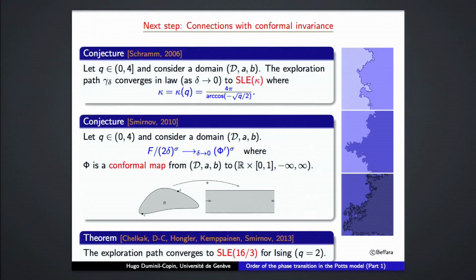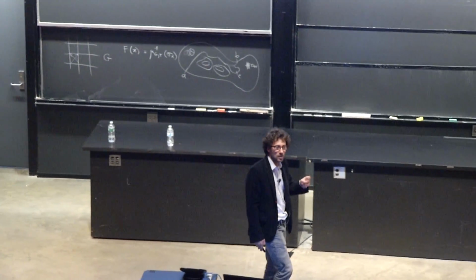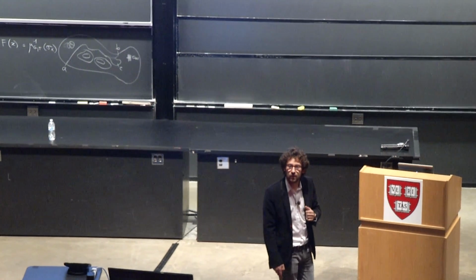And once you have this, you can also get, for instance, the geometry of the interfaces between pluses and minuses in the Ising model and so on. So you can get a lot of things from it. And let me say that the main step here is really proving this conjecture for Q equal 2. So this is the end of the first talk. It was more of an overview. I went fast on many things.